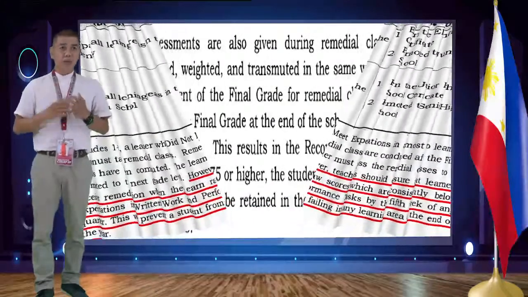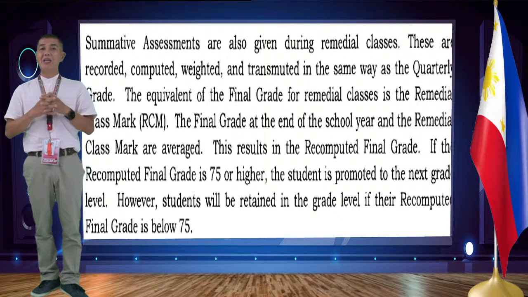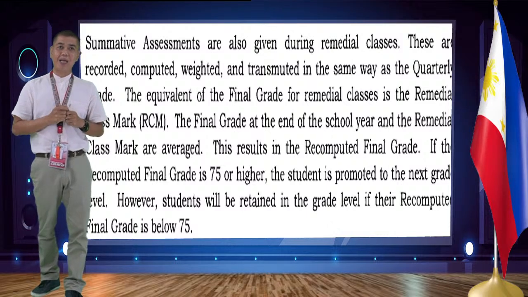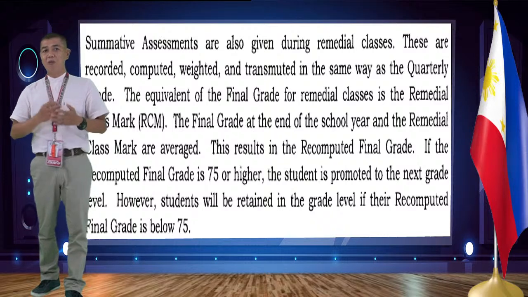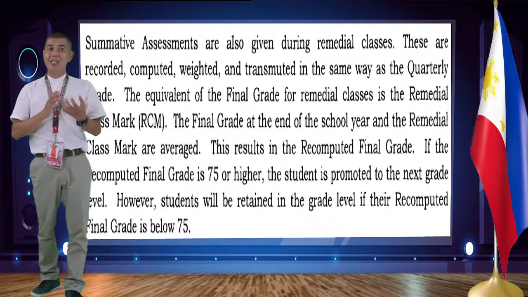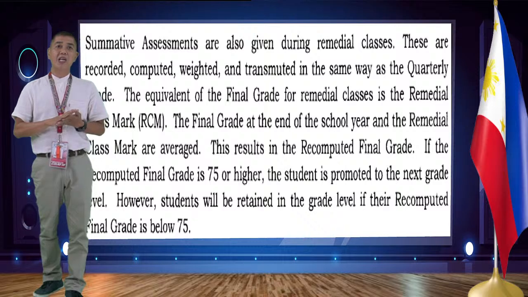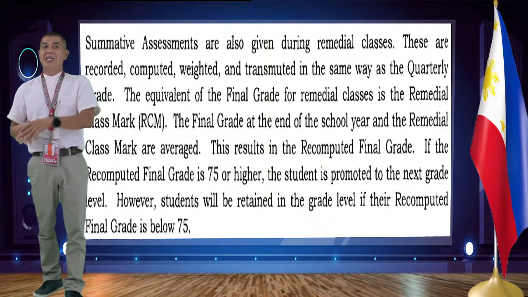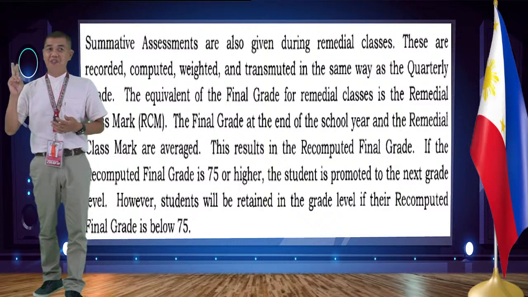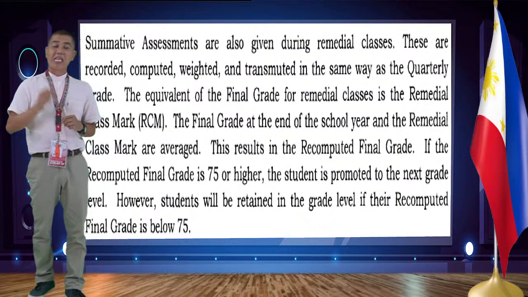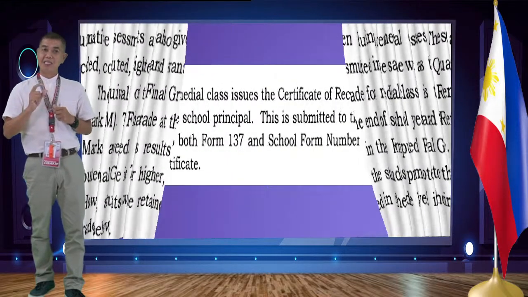Okay? So, with that, summative assessments are also given during remedial classes. Even though we conduct remedial classes, we still provide summative assessment. So to compute, as I mentioned a while ago this morning on the recomputed final grade, the equivalent of final grade for remedial classes is the remedial class mark, and the final grade at the end of the school year and the remedial class mark are averaged, and the result is the recomputed final grade. So if the recomputed final grade is 75 or higher, the student is promoted to the next grade level. However, students will be retained in the grade level if the recomputed final grade is below 75.